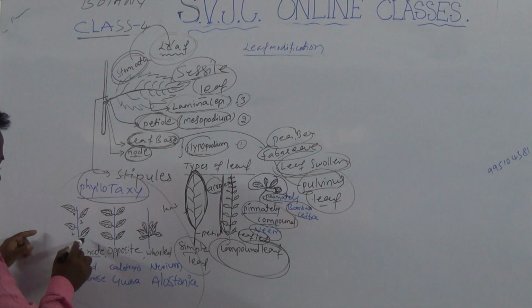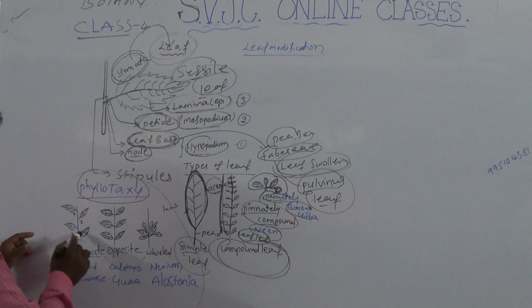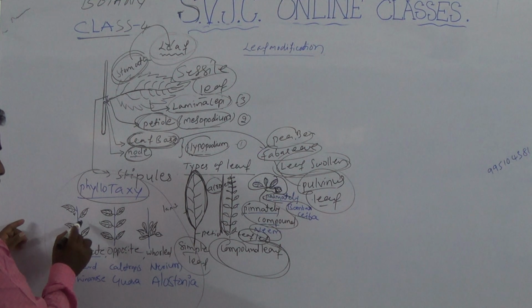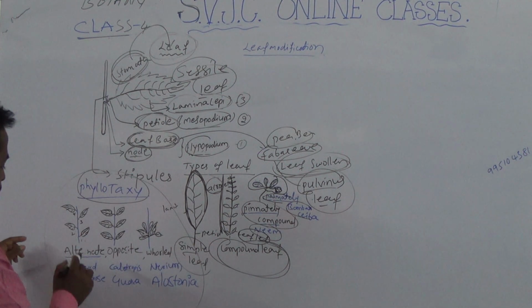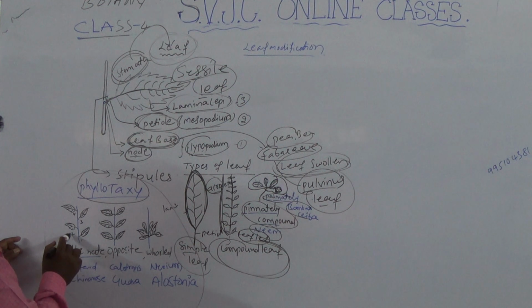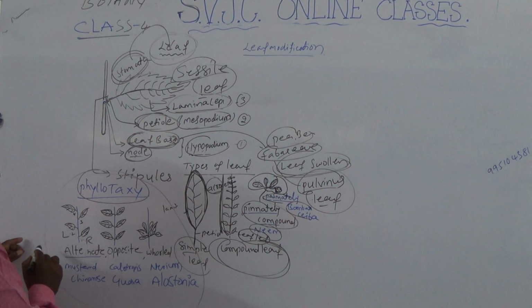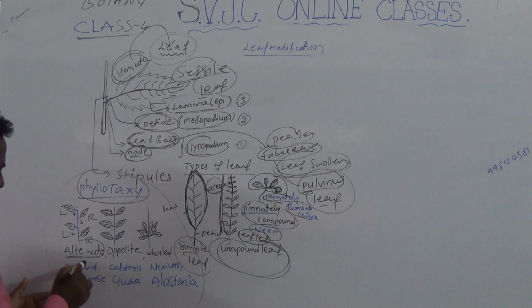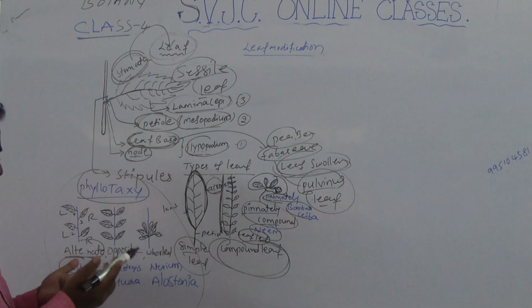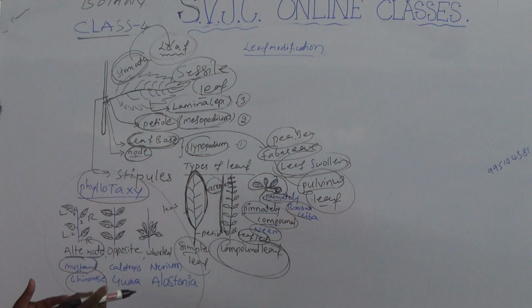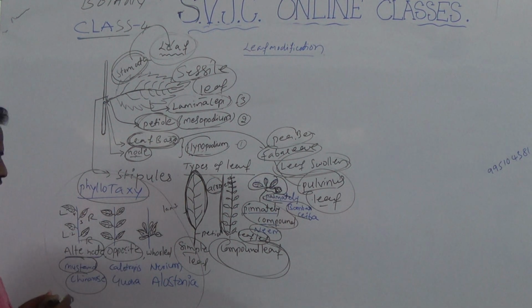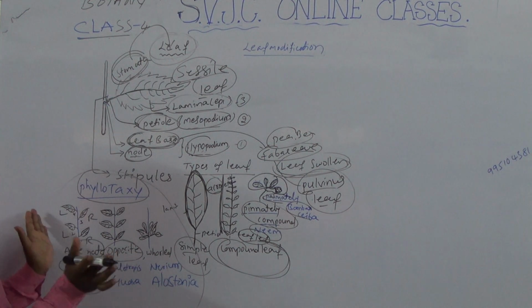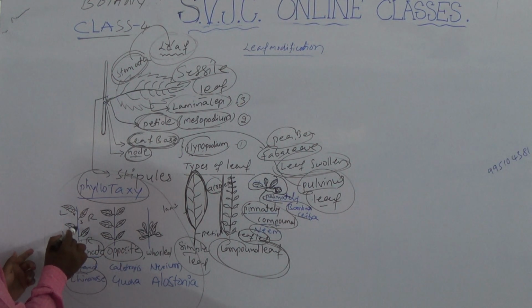So 1, 2, 3, 4. The leaves are arranged on the stem or branches. For example, this is the first leaf, now this is the second leaf. It is formed on the right side, then on the left side, right and left. So this type of arrangement is alternate. Examples: mustard, China rose, etc. There are so many examples, so look at your textbook. And opposite is where every node ends with 2 leaves. But in alternate, only one leaf per node. Students, 1 node, 1 leaf.